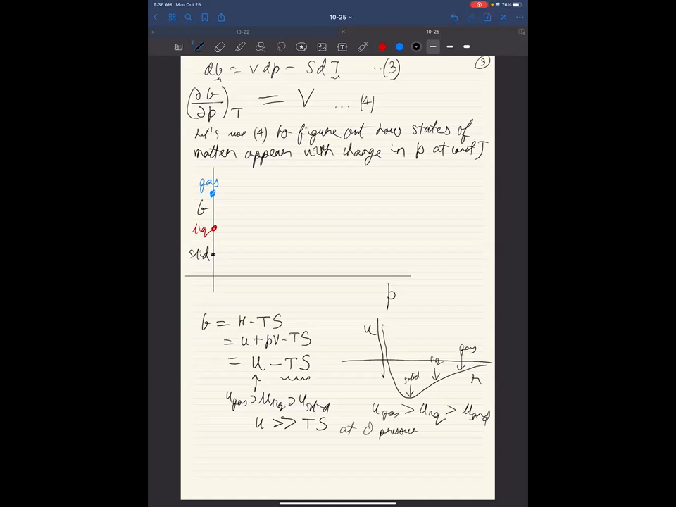And I'm being hand wavy here in setting up this initial part. In getting the slopes, I'm being rigorous. In setting the initial part, I'm waving my hands a little bit, what is called a back of envelope calculation. Think about it, and if you don't like it, or if you have a better argument, send it to me on Slack and we can go back to it. But for now, let's just say that at zero pressure, gas has the highest free energy, followed by liquid, followed by solid.